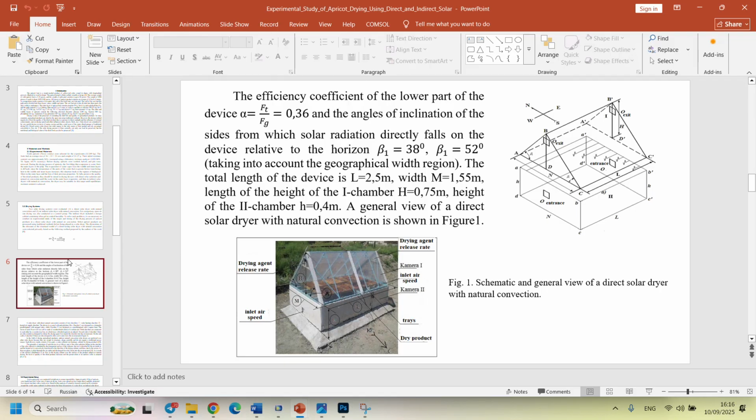taking into account the geographical region. The total length of the device is about 2.5 meters with a width of 1.55 meters. The height of each chamber is about 0.75 meter. The height of the second chamber is about 0.4 meter. A general view of the direct solar dryer, as I have mentioned, is given in figure 1.